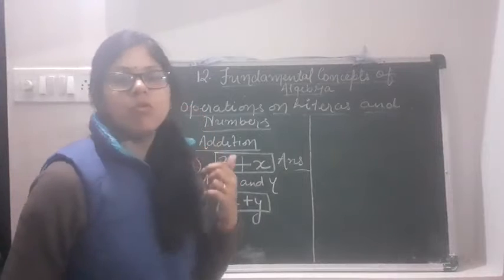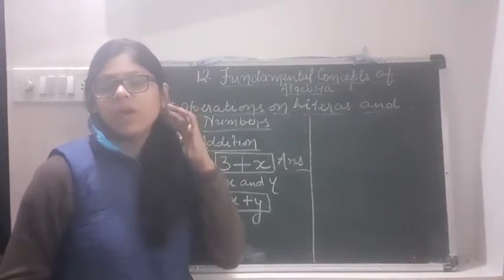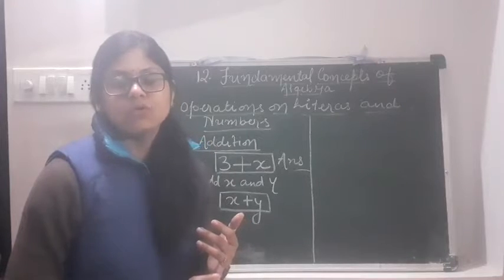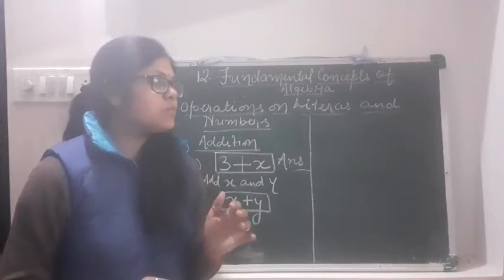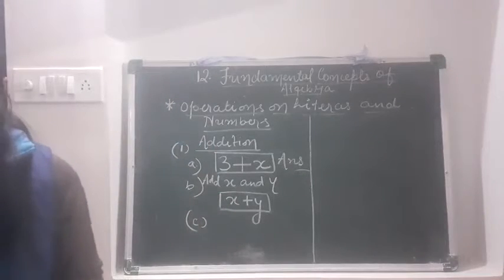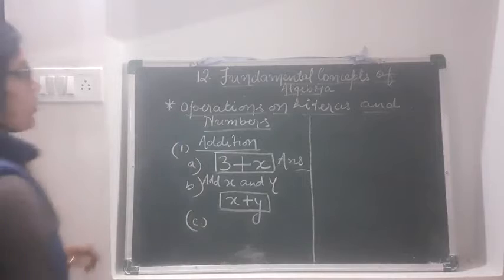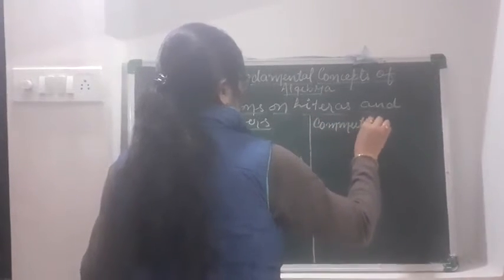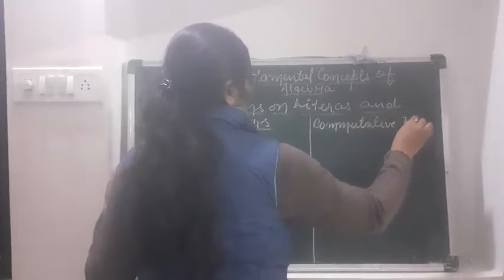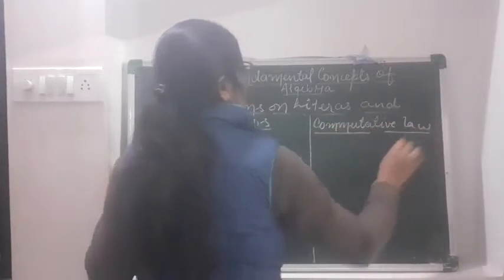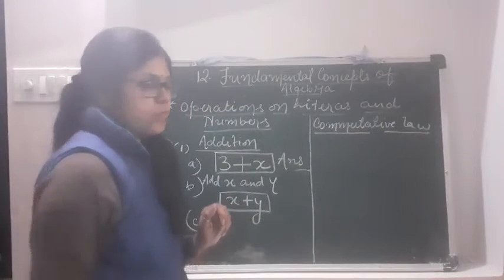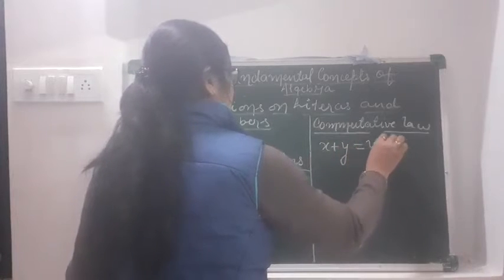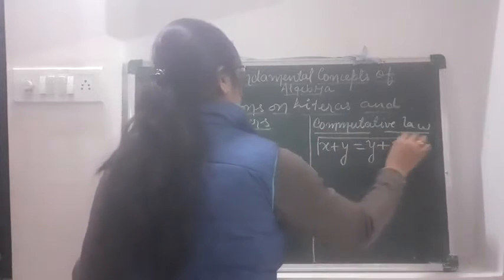in the operation of whole numbers and integers, we have studied some commutative law, associative law, closure property. We studied this, no? So this property holds good here. Let us study this commutative law. What was the commutative law? 2 plus 3 is equal to 3 plus 2. So whenever we do x plus y, it will always be equal to y plus x.